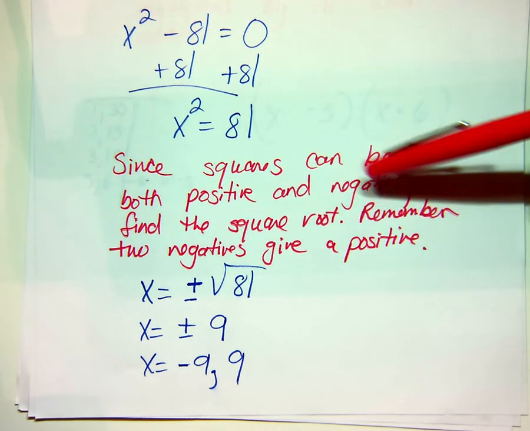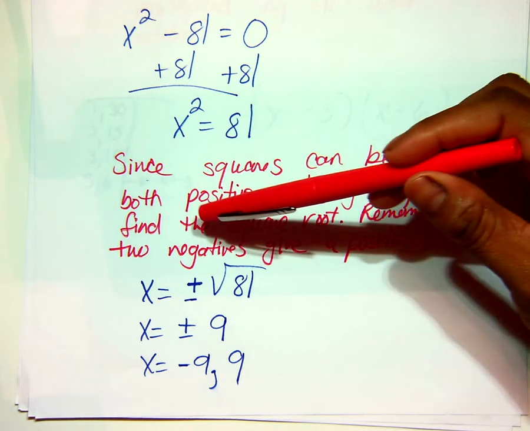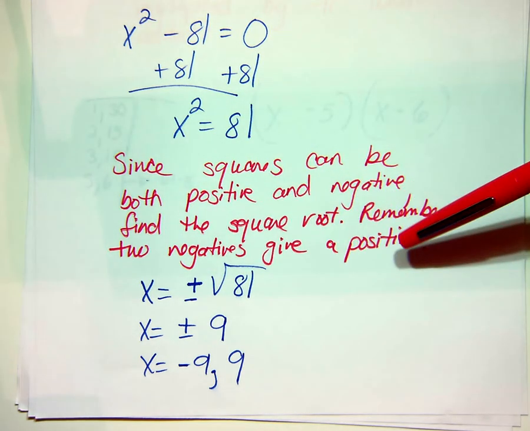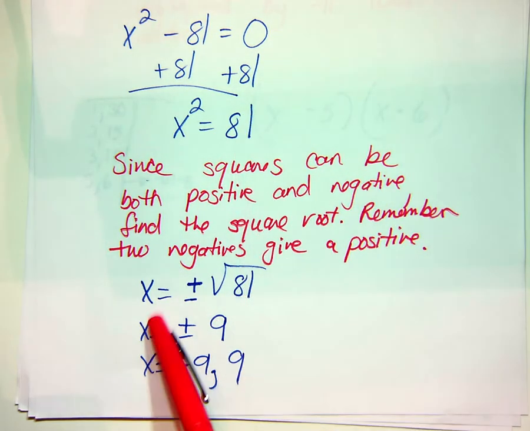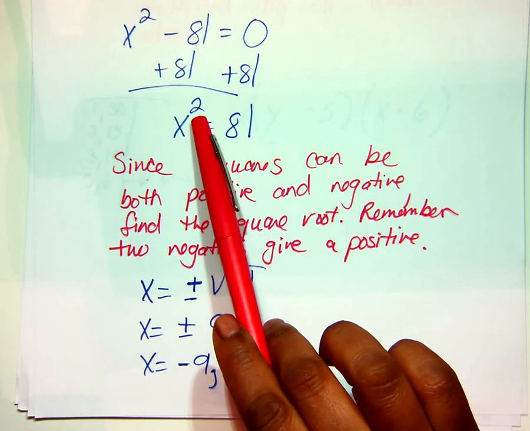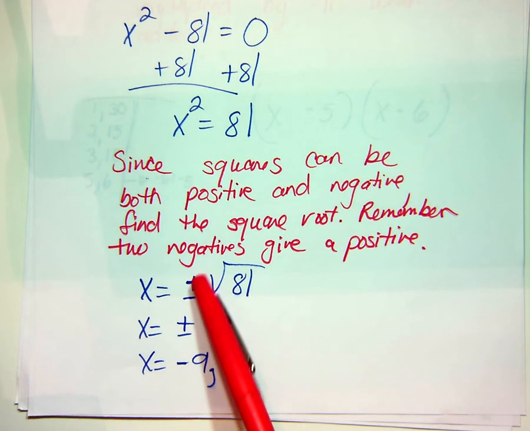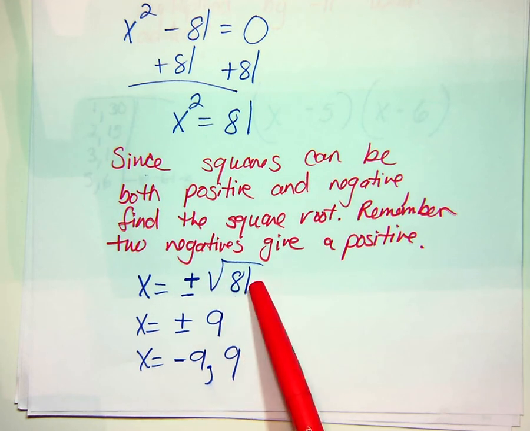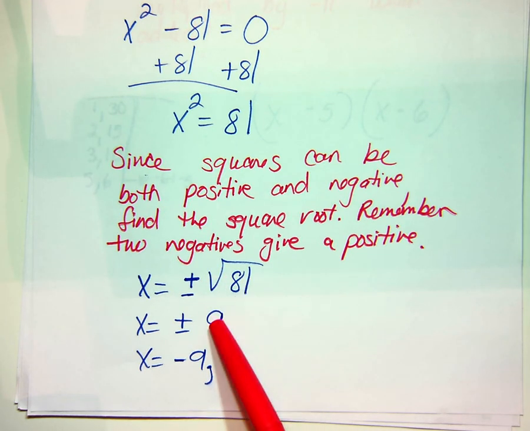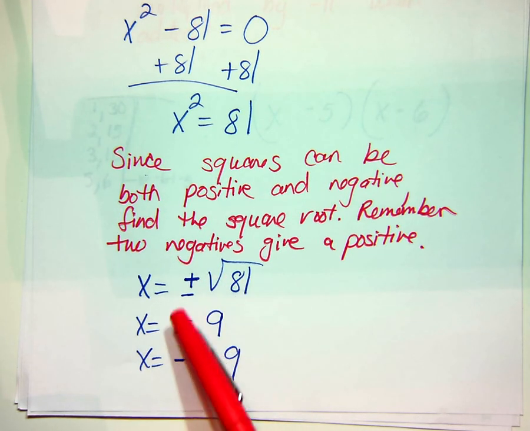Since squares can be both positive and negative, find the square root. Now remember, 2 negatives give you a positive. So from here to here, the opposite of something being squared is going to be the square root. Because both of them can be positive and negative, you're going to take the square root of 81. That's going to be 9. But this little funny symbol right here means positive and negative. Therefore, your final answer can be negative 9 and 9.